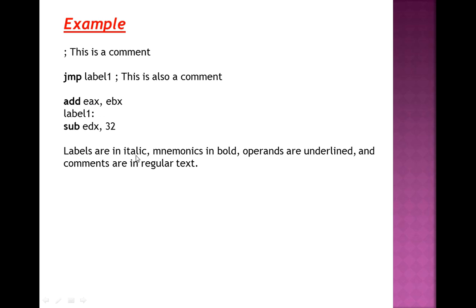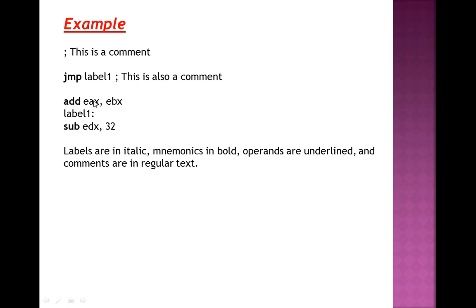Here labels are in italic, mnemonics are in bold, such as add, jump, sub, operands are underlined, and comments are in regular text. So JMP is a mnemonic, label1 is a label, ADD is a mnemonic, EAX, EBX are operands, then label1, then SUB EDX, 32, where SUB is a mnemonic and these are known as operands.